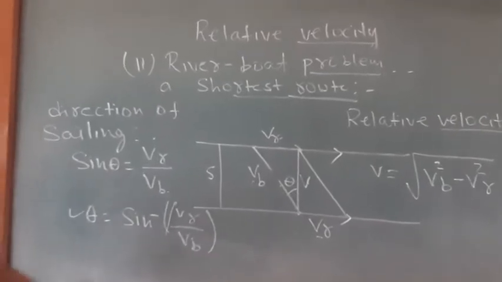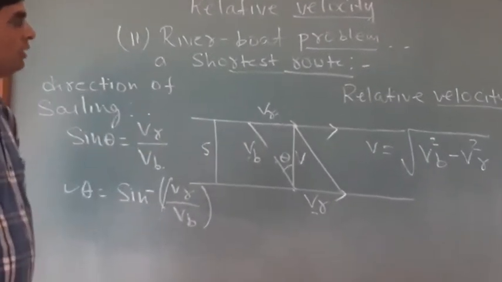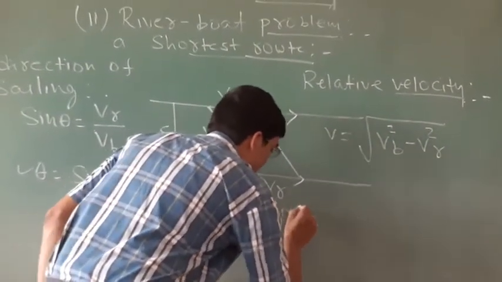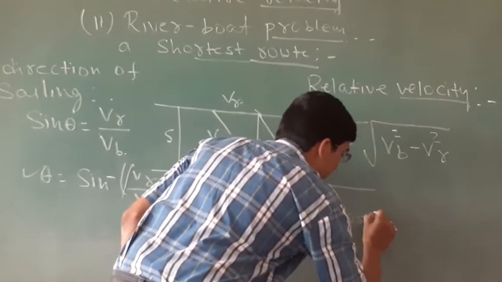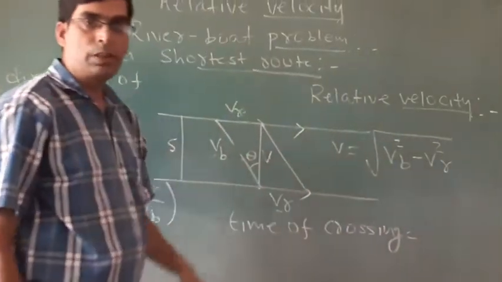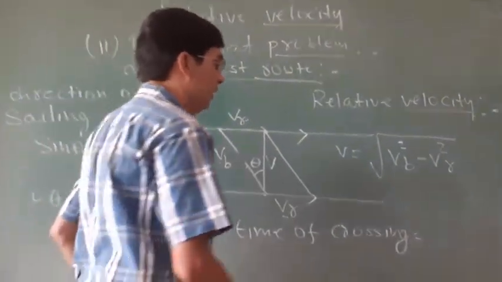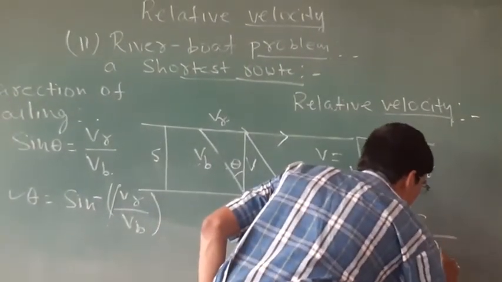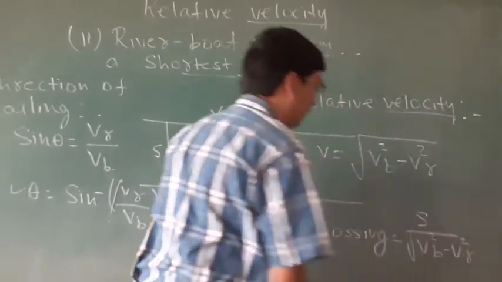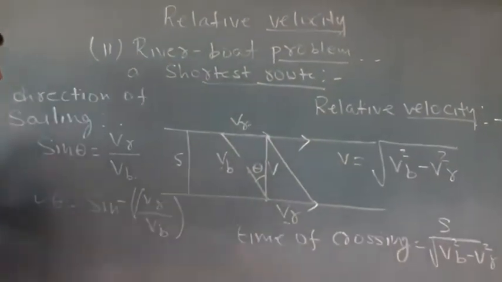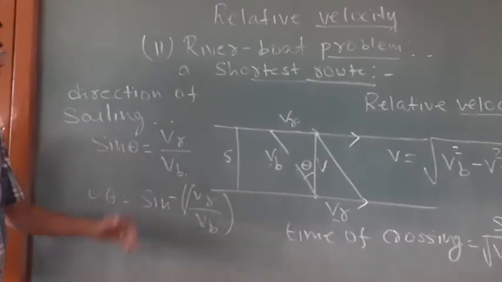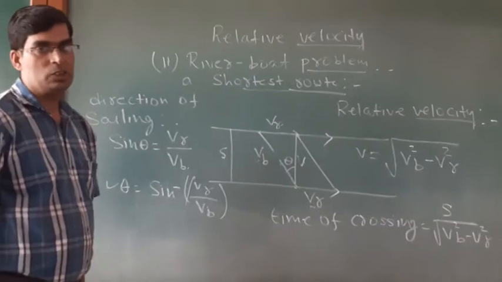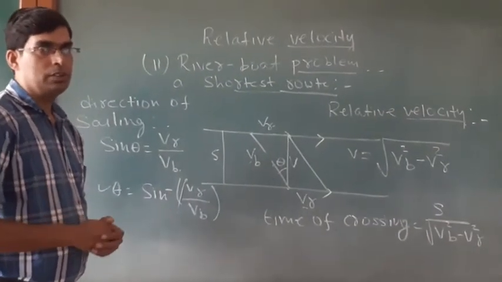Now move to the case of shortest time. Here, what is the time of crossing? If you have to calculate the time of crossing, then time is distance by velocity. What is the distance? S. So it is S divided by the velocity, which is the square root of V square B minus V square R. Please write it down. We have gone for the component of vector, and there we have gone for the direction as well as magnitude. Pause the video and write down things.